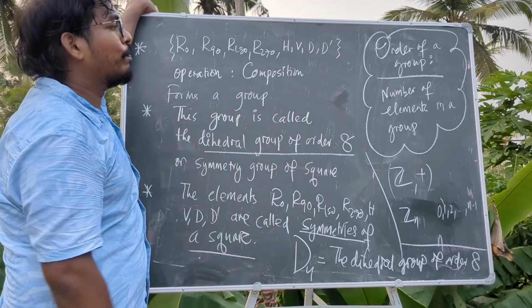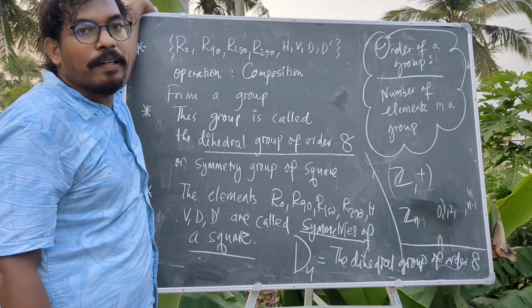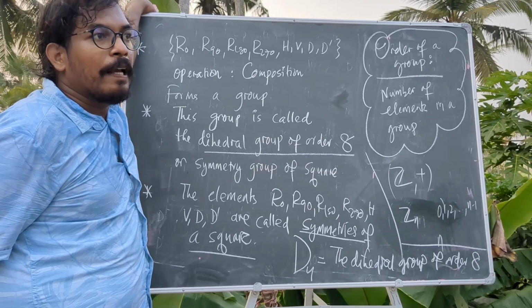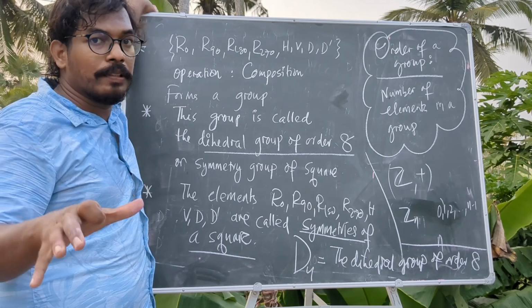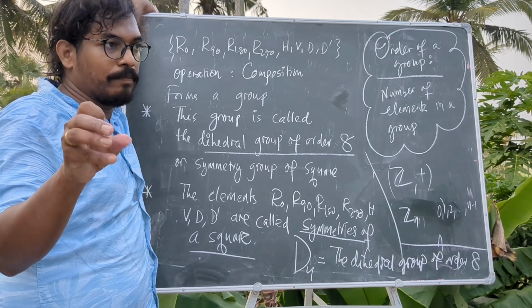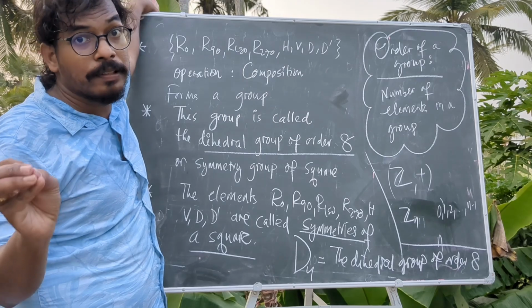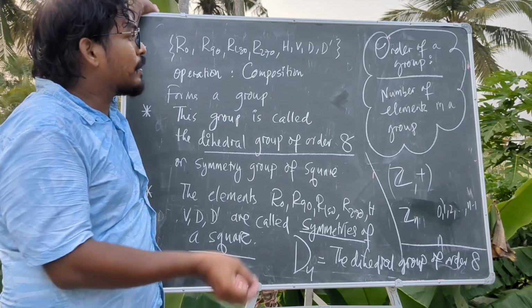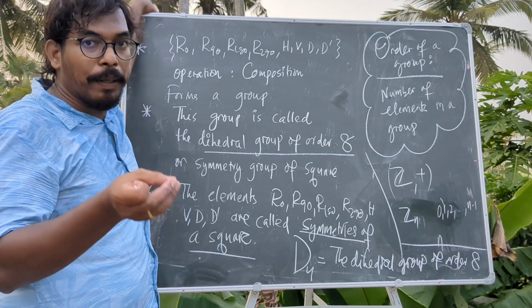This forms a group, and this group belongs to a happy little family of groups, and those groups are named the dihedral groups, and this happy little group is a member of that family.